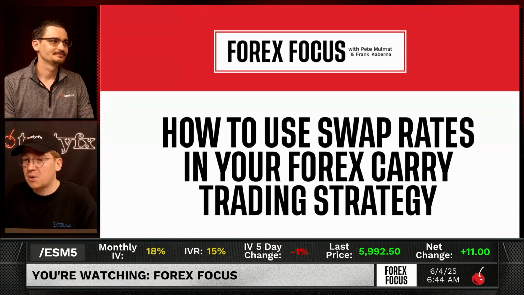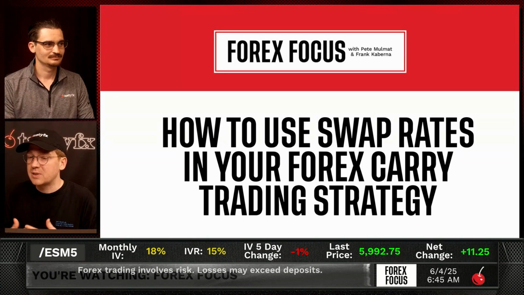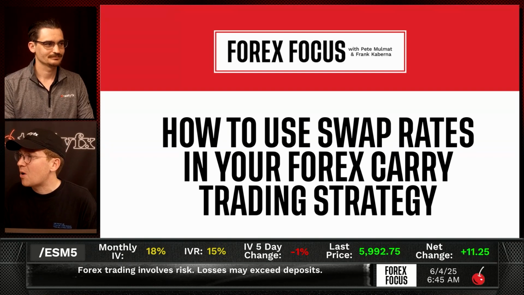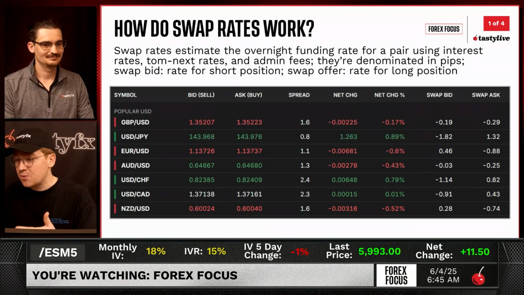One of the big things, Paul, is always why, if I'm long or short this forex pair, did I see a little credit or debit in my account last night? Or why is your platform telling me about the swap bid and swap offer? I only know about the prices bid and offer, and that just tells me where I can buy and sell. What does this thing mean? I figure we start with the prime example of the tastyfx platform here. How do swap rates work? Let's have you take us through it.